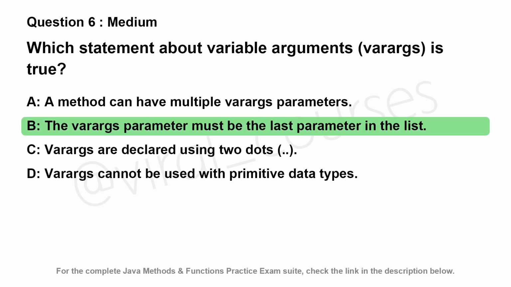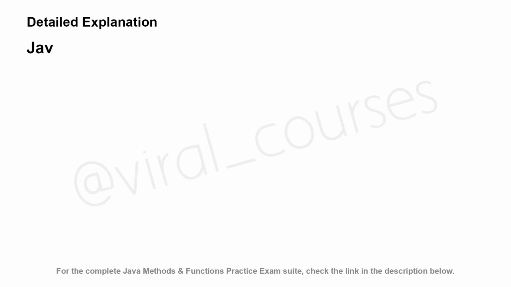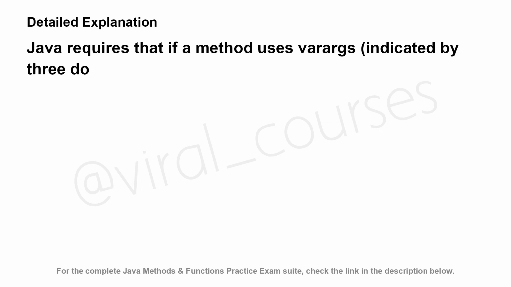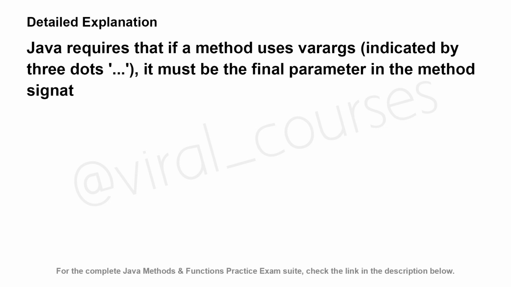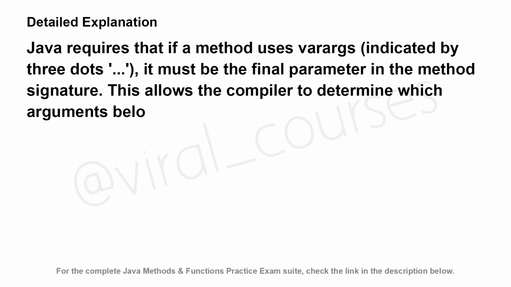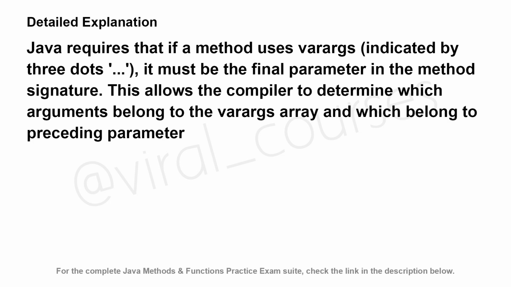The correct answer is B. Java requires that if a method uses varargs, indicated by three dots, it must be the final parameter in the method signature. This allows the compiler to determine which arguments belong to the varargs array and which belong to preceding parameters.